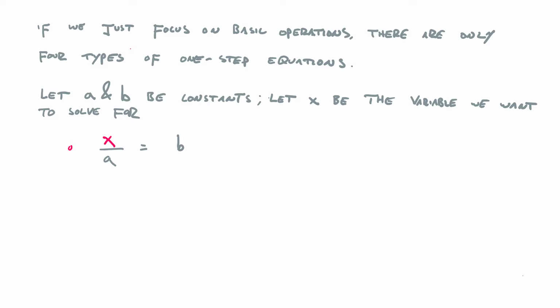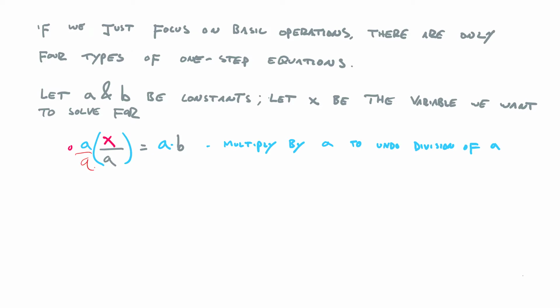And then finally, there is a division equation. So you have your variable that's being divided by something, it's equal to b. The thing that undoes division is multiplication. So you're going to multiply both sides by a. And I guess the trick to this one, realize you're not multiplying by a over a.